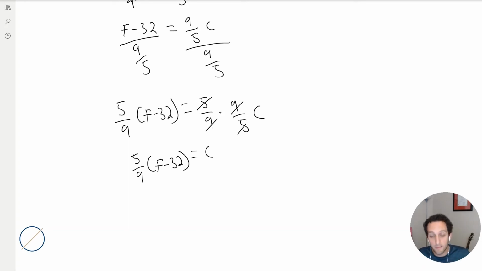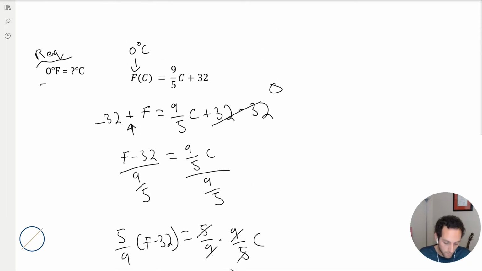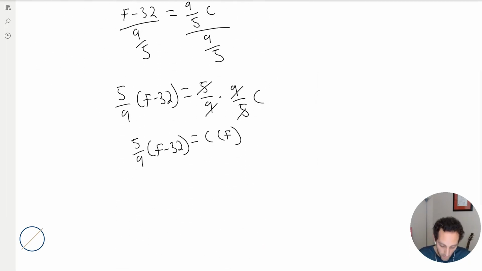And so what this is, we just developed an equation that we could call c of f. That's what this equation is. And so to go back to our original question of what's 0 degrees Fahrenheit in Celsius, all we would have to do is sub in 0 degrees Fahrenheit for that, and then we'd get the degrees Celsius. I'm not going to do that, but I encourage you to and see what the answer is.